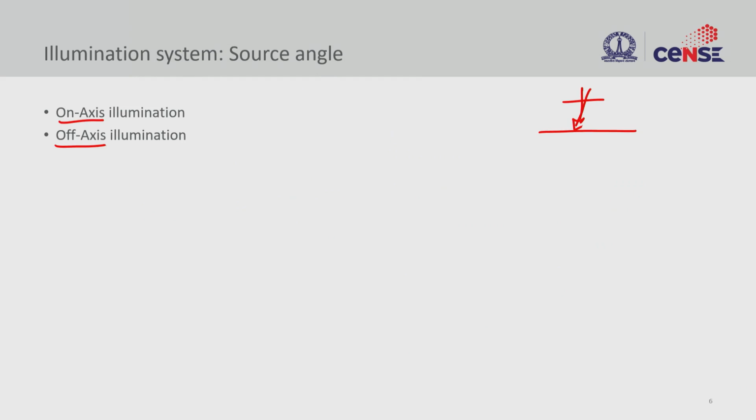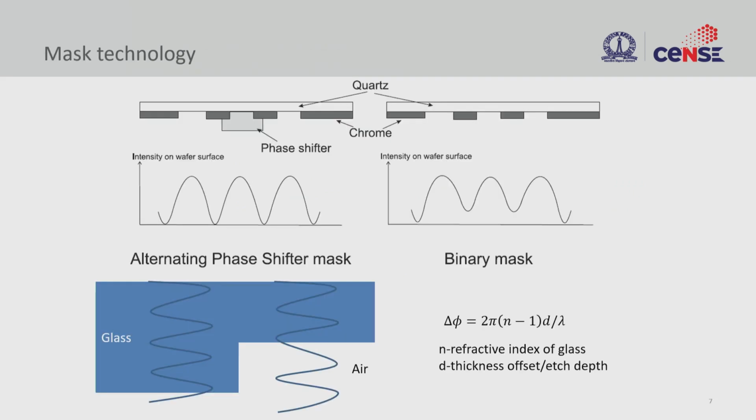So not just the light source wavelength, you can also position the light source in order to get the patterning done. This is what we do for the light source. Let's look at the mask technology itself. The mask technology has evolved over time in order to make better patterning.